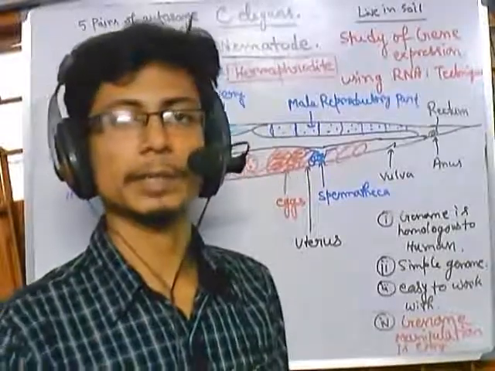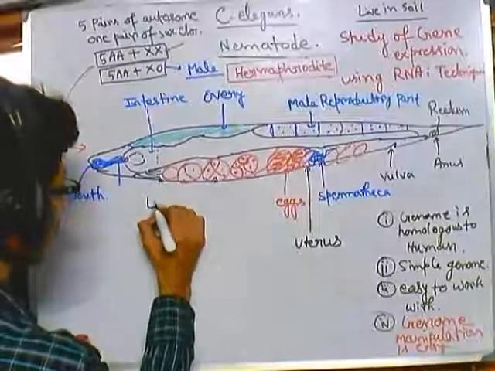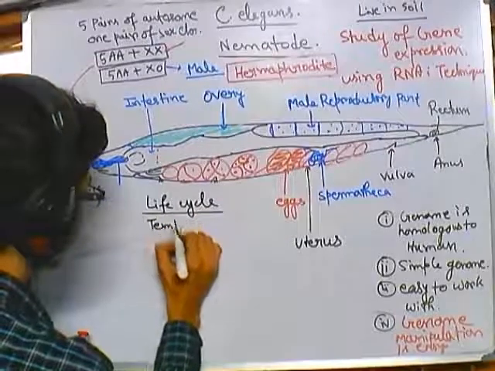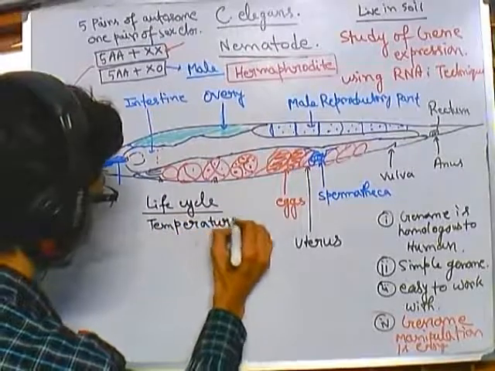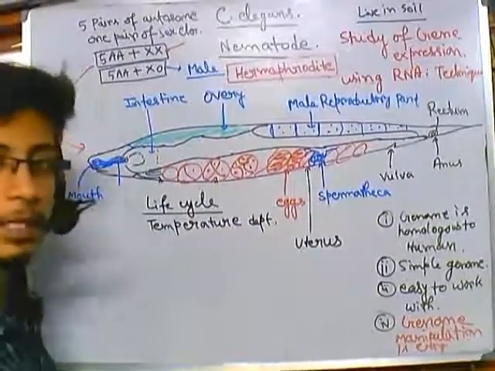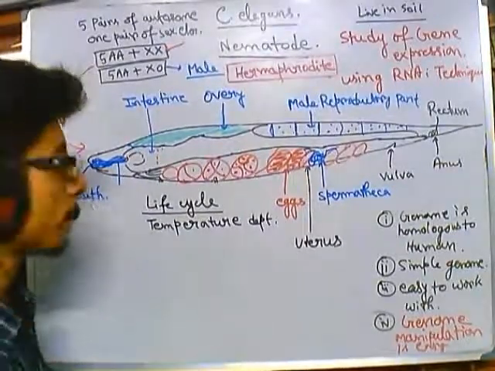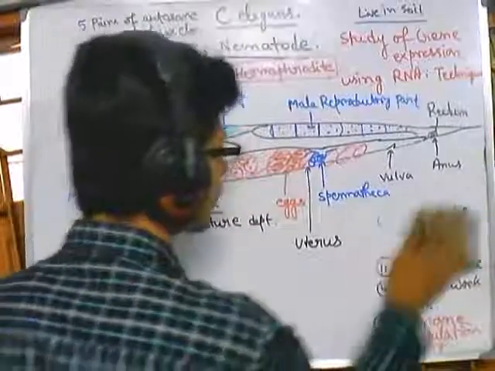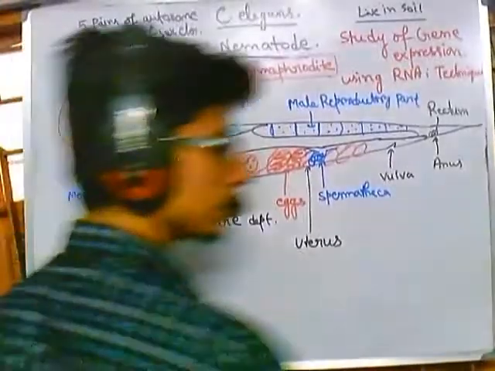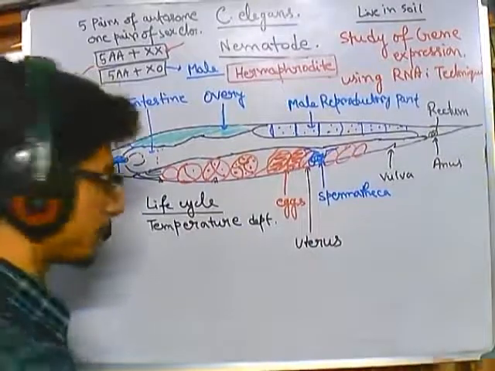Now, in this video, I'll be talking about the life cycle of C. elegans. Whenever we talk about the life cycle of C. elegans, this life cycle is temperature dependent. That means varying temperature will definitely have some effect on the life cycle of C. elegans. Generally, the life cycle of C. elegans normally takes from 2.5 days to 5.5 days.